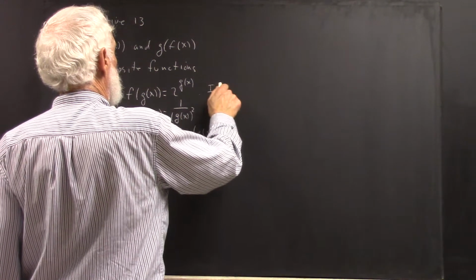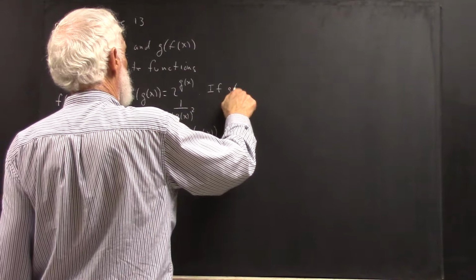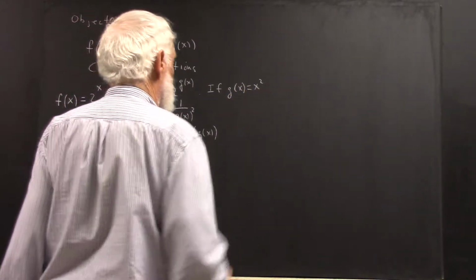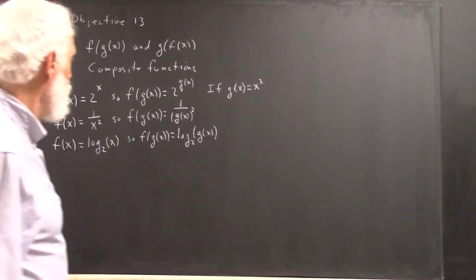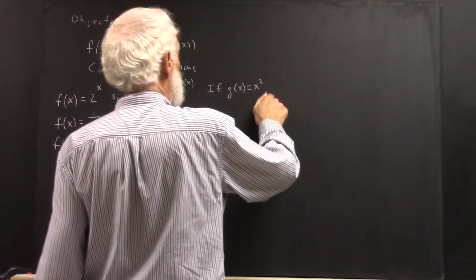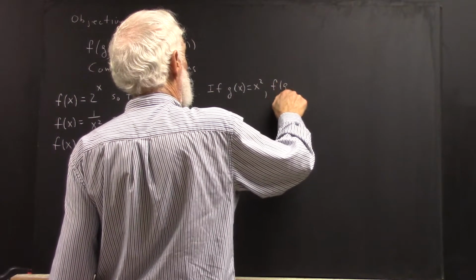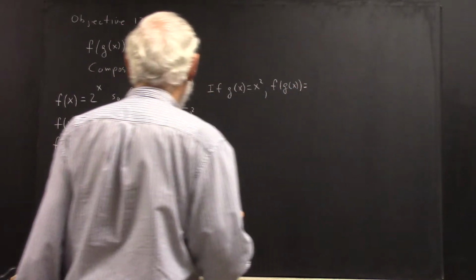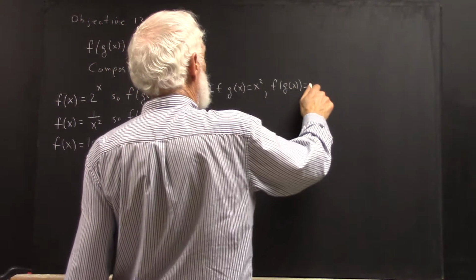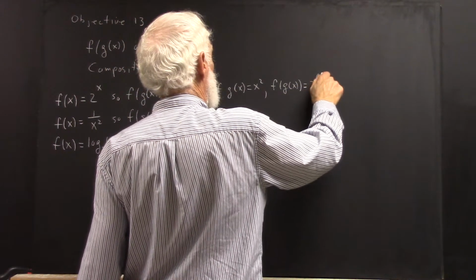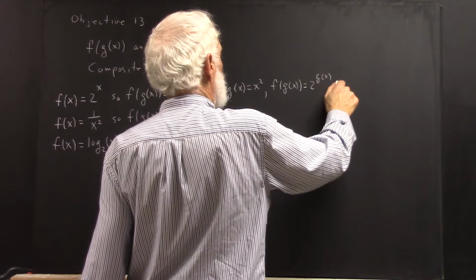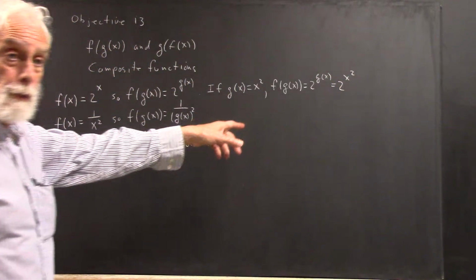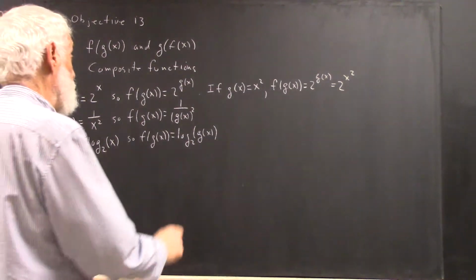So let's say here, let's say g of x is the squared function, basic squared function. Then f of g of x is going to be, well, it's 2 to the g of x, but of course that's just 2 to the x squared since g of x is x squared. So it's done very easily.